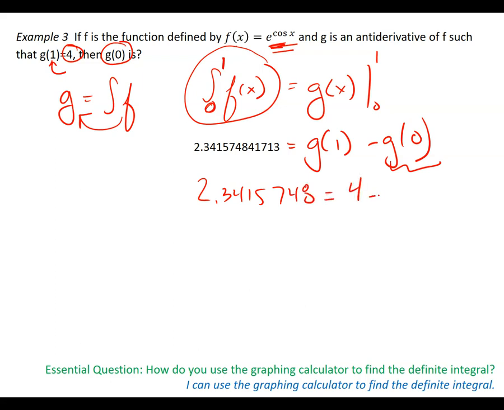Okay. 4 minus G of 0. That's why in our calculators we have our float set to like 6 or 8, because you need to be accurate to 3, not just rounded to 3 in the middle.